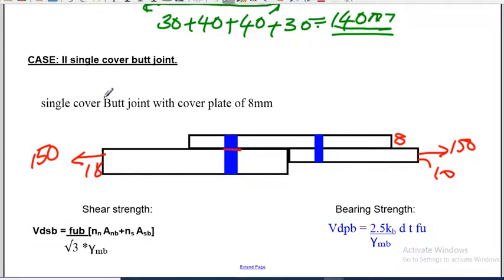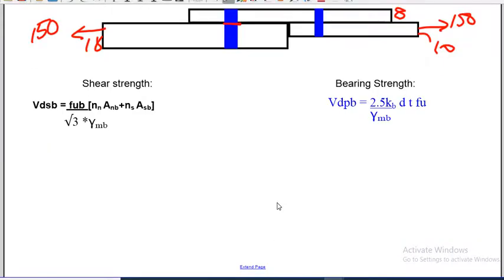Case number 2 is single cover butt joint. Single cover butt joint means you will have only one cover plate. The thickness of the cover plate is given to you. It is 8 mm. So its load is 150. This is also going to be the same way.